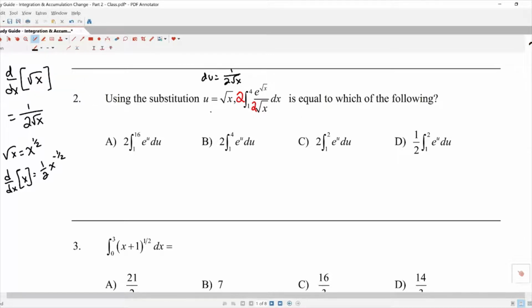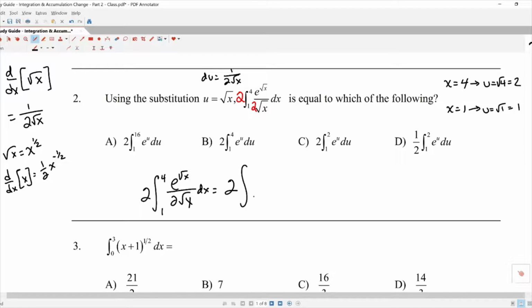All right, so now if x is 4 or 1, which are the bounds of my equation, then u is going to be the square root of 4, which is 2, and u would be the square root of 1, which is 1. So putting all of this together, 2 times the integral from 1 to 4 of e to the square root of x over 2 radical x dx equals 2 times the integral, changing it to u's now, from 1 to 2 of e to the u.